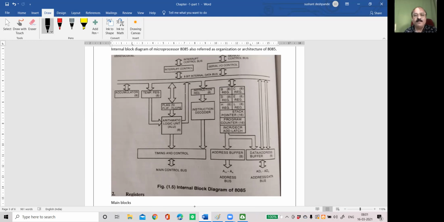You don't have to mug up. If you remember this function and if you start putting the blocks, the architecture will be completed.